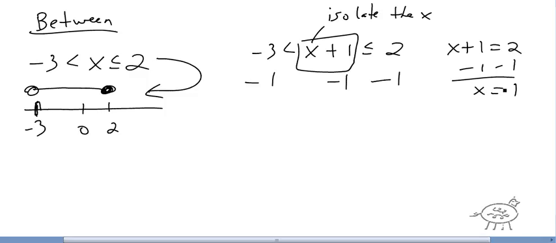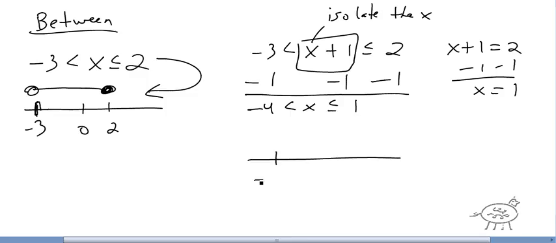So now, before you did it from 2 sides, now you have to do it from all 3 sides if you want to do anything. So you do that, and you get negative 4 less than x less than or equal to 1. And then you graph it. Negative 4, 0, 1, open dot, closed dot, and that's your answer. Between negative 4 and 1, that's your solution. Okay? So let's try a little more complicated one.